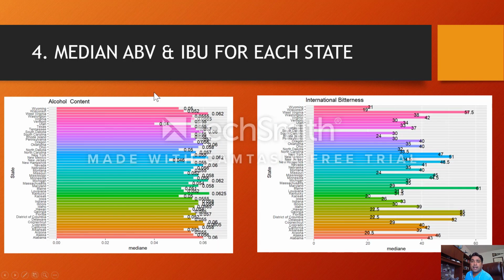Okay, so this slide is showing the median ABV and IBU for each state. Here on the right, we can see Maine came out to have the most bitter beer at 61 as the bitterness unit, whereas Kentucky came out to be 6.25% in alcohol content as the median value. And for everything else in between, we can do a quick scan here and find out which state is of interest to you, and you can find out what the median value for alcohol content and bitterness is.